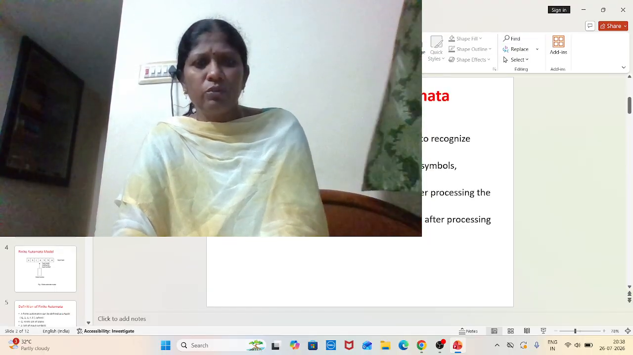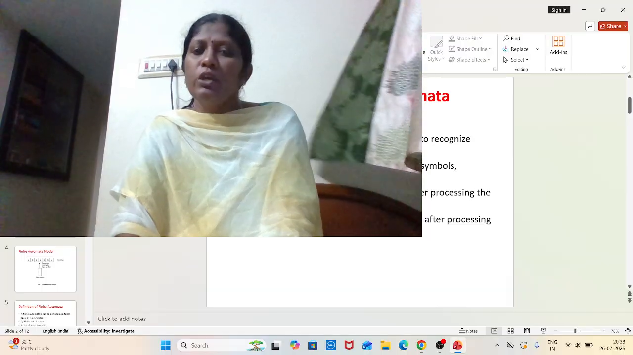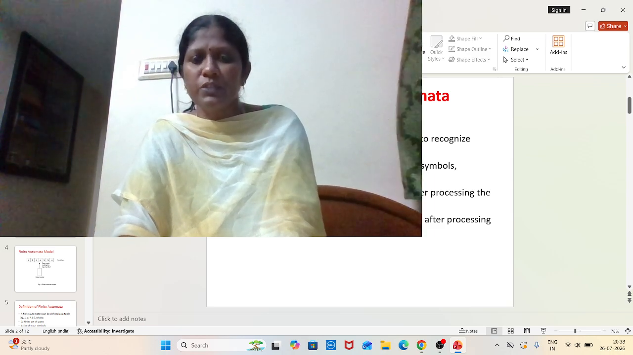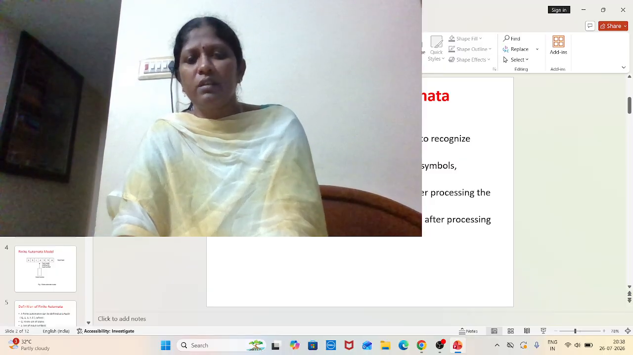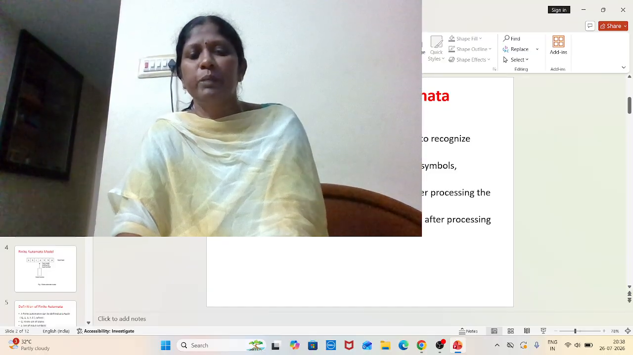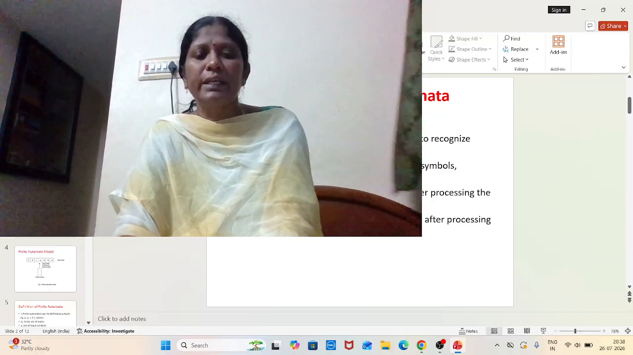Introduction to finite automata. Finite automata are abstract machines used to recognize patterns in input sequences. They consist of states, transitions, and input symbols, processing each symbol step by step. If the machine ends in an accepting state after processing the input, it is accepted. If the machine does not end in an accepting state after processing the input, it is rejected.